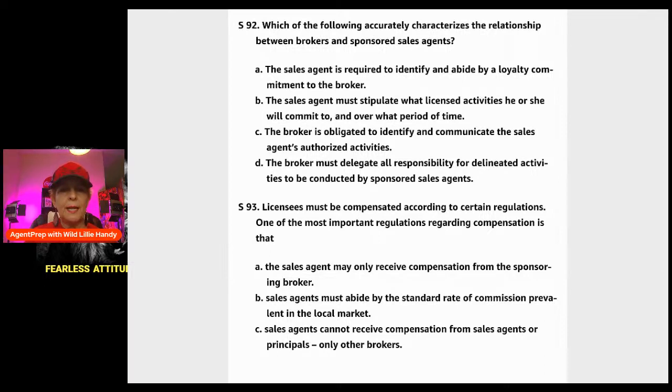The broker is obligated to identify and communicate the sales agent's authorized activities, right? It is our own independent business. However, we're hanging our license under a particular broker. So they review what our authorized activities are, the sales agents' activities.